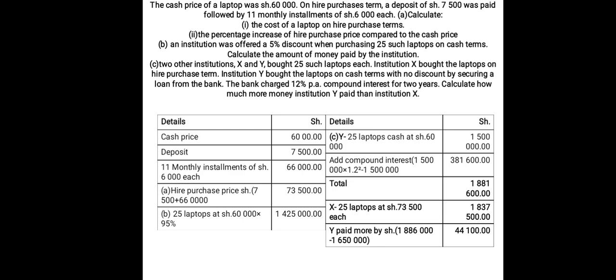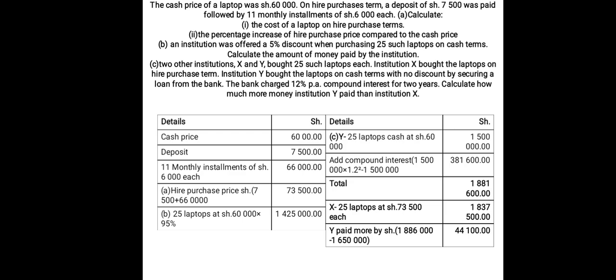B. An institution was offered a 5% discount when purchasing 25 such laptops on cash terms. Calculate the amount of money paid by the institution. C. Two other institutions, X and Y, bought 25 such laptops each. Institution X bought the laptops on hire purchase term. Institution Y bought the laptops on cash terms with no discount by securing a loan from the bank. The bank charged 12% per annum compound interest for 2 years. Calculate how much more money institution Y paid than institution X.